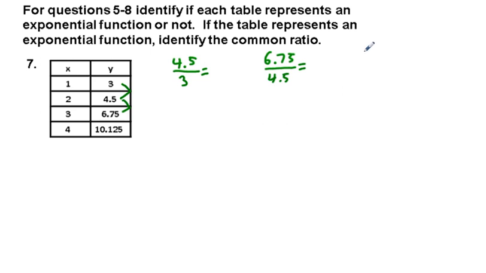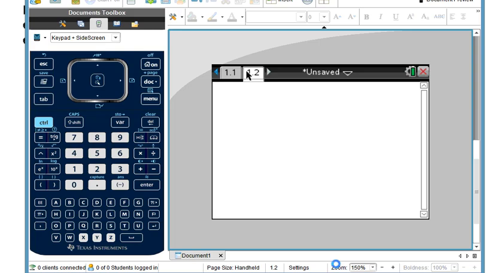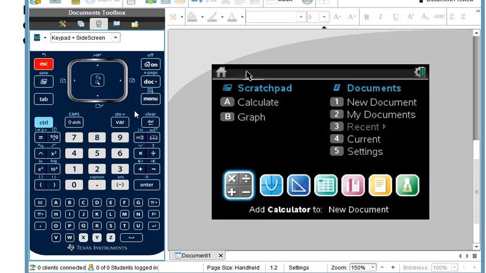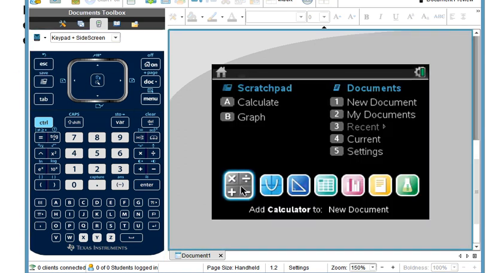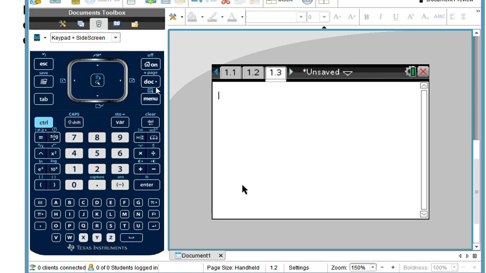And then we're going to have a fourth term, 10.125, divided by the third term, which is 6.75, and see what that gives us. So let's go to our calculator, and let's get a calculator page here. Wake up this calculator, and there it is. It's sitting here lifeless on the computer.